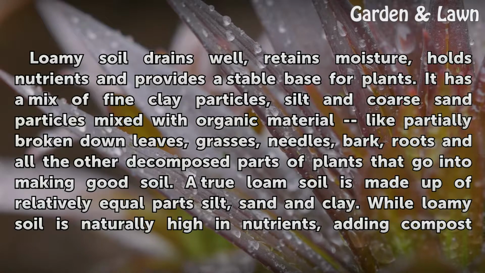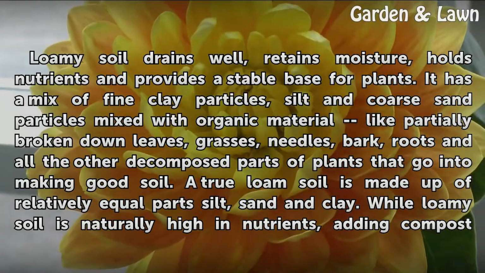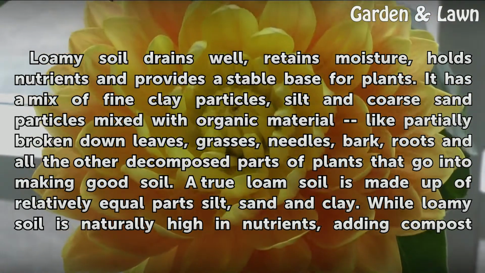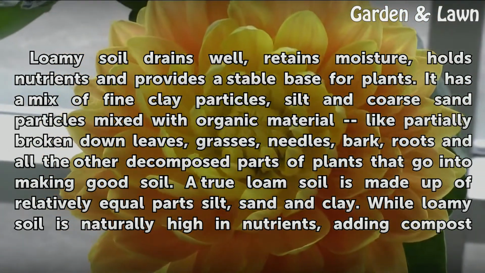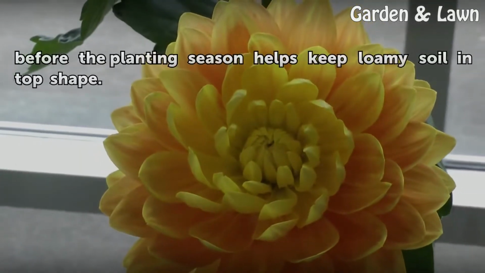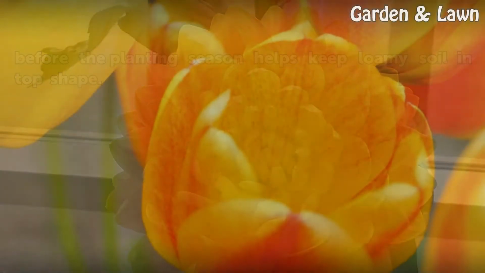It has a mix of fine clay particles, silt and coarse sand particles mixed with organic material like partially broken down leaves, grasses, needles, bark, roots and all the other decomposed parts of plants that go into making good soil. A true loam soil is made up of relatively equal parts silt, sand and clay. While loamy soil is naturally high in nutrients, adding compost before the planting season helps keep loamy soil in top shape.